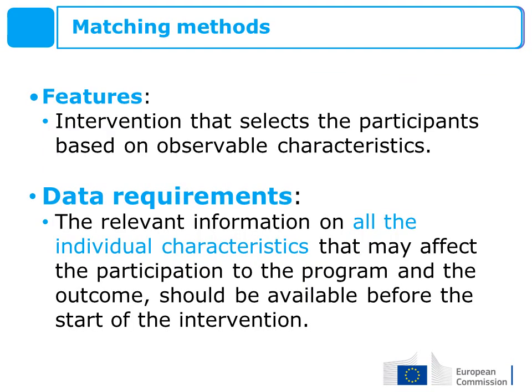4. Matching methods. Features. Intervention that selects the participants based on observable characteristics, not randomized, and not using a specific threshold like in the RDD case. Data requirements. The relevant information on all the individual characteristics that may affect the participation in the program and the outcome should be available before the start of the intervention.